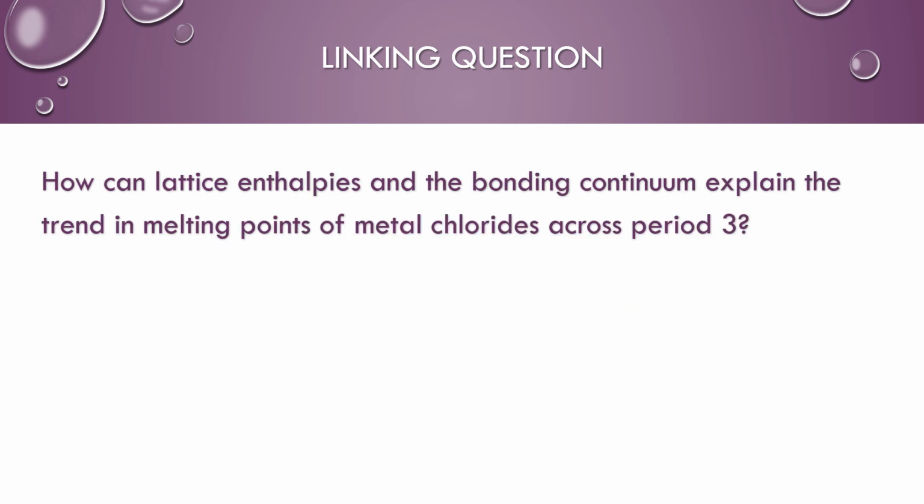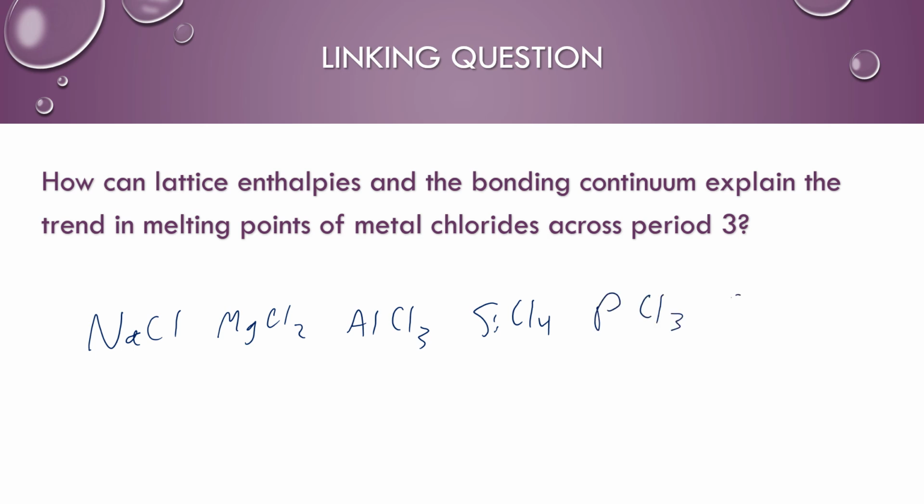Okay, and then how can lattice energies or lattice enthalpies and the bonding continuum, so that bonding triangle that we talked about from ionic to covalent bonding, explain the trend in melting points of the metal chlorides across period 3? So the period 3 chlorides are things like sodium chloride, and then as you go across, it's magnesium chloride, aluminum chloride, and then you get into silicon tetrachloride, phosphorus trichloride, sulfur dichloride, or just Cl2, diatomic chlorine.